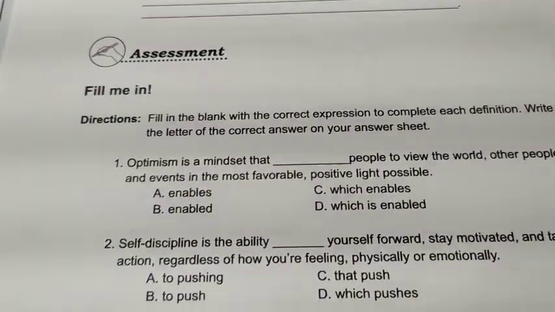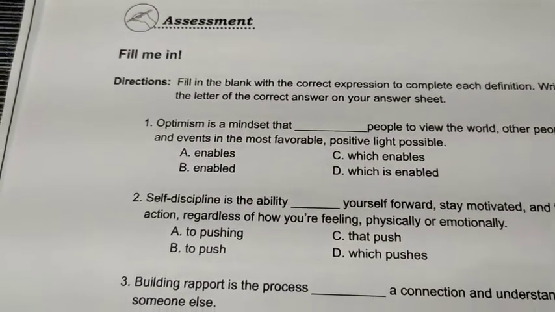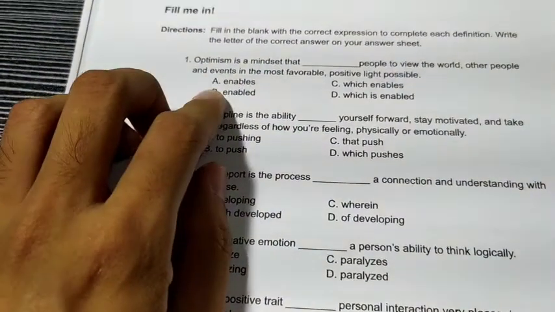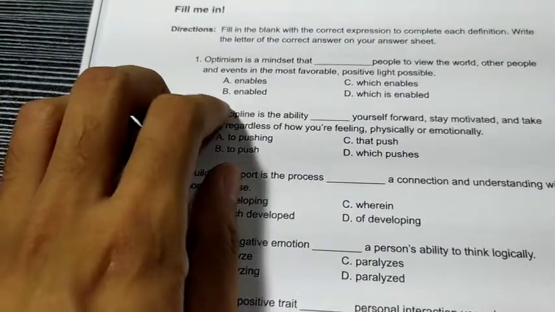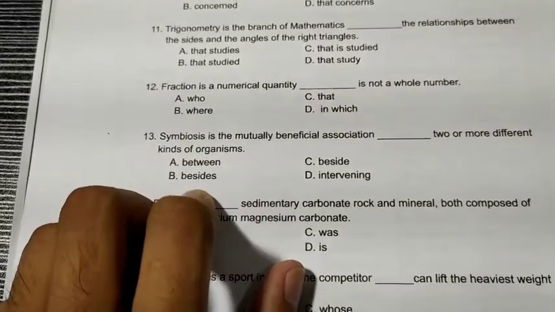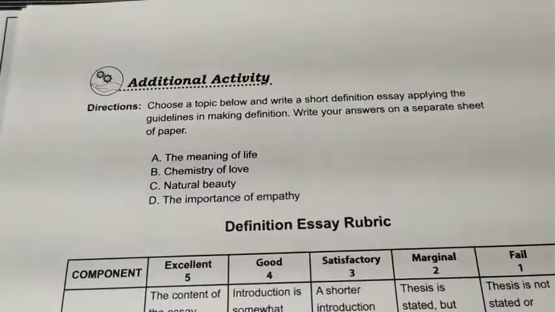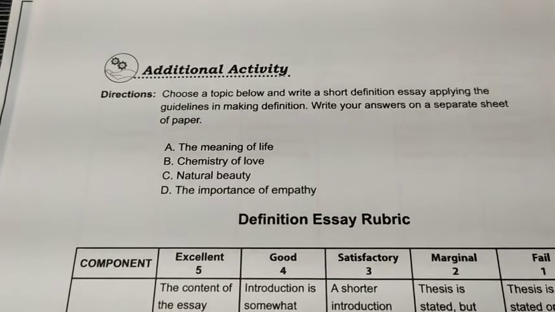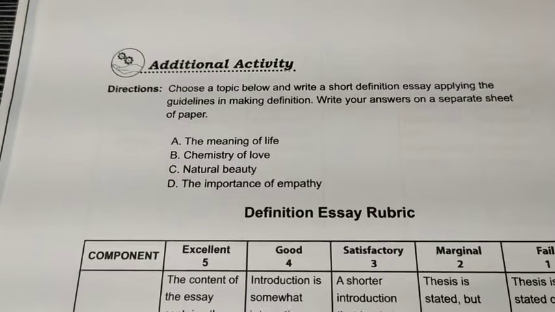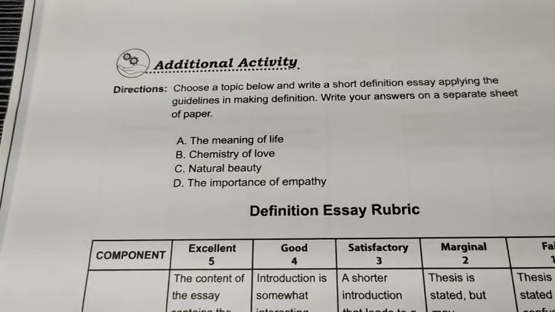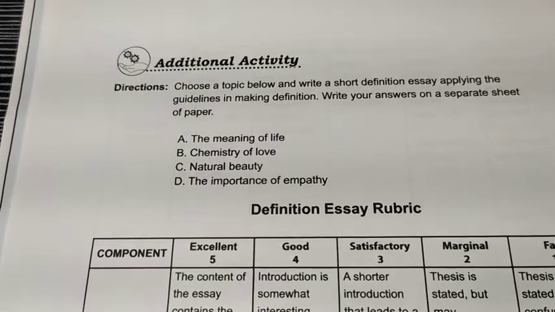So for assessment, you will simply identify which is more suited to fill the blank based on the choices that we have. But which is more suited? Is it between, besides, beside, intervening, like that? 1 to 15. For the additional activity, choose a topic below and write a short definition essay: the meaning of life, chemistry of love, natural beauty, the importance of empathy. But make sure that you apply all that you have learned from making a definition.